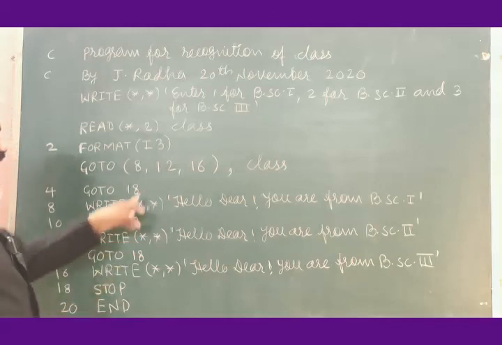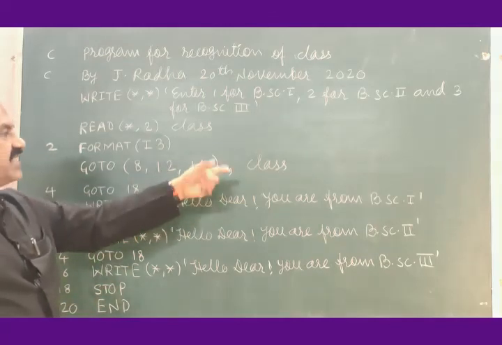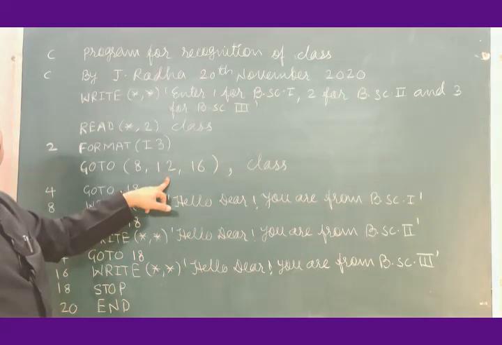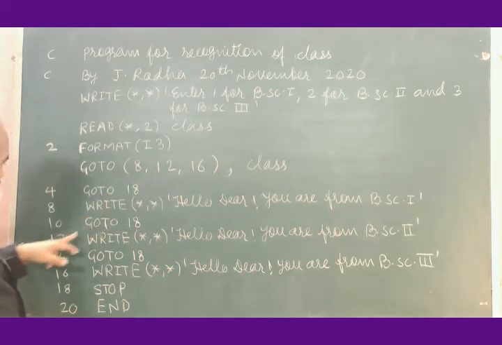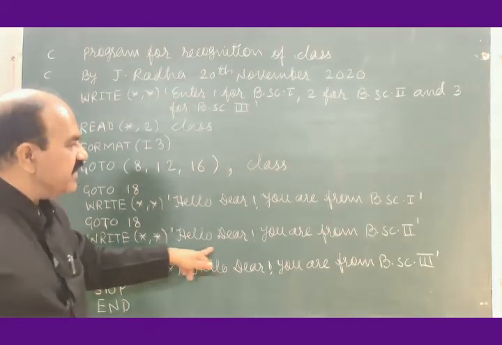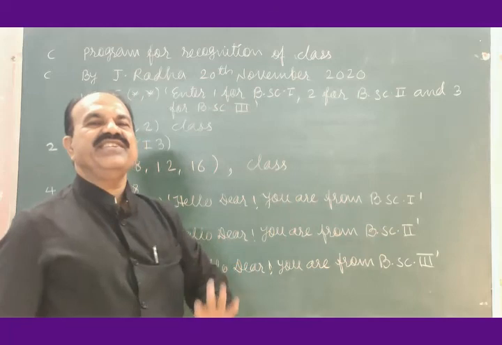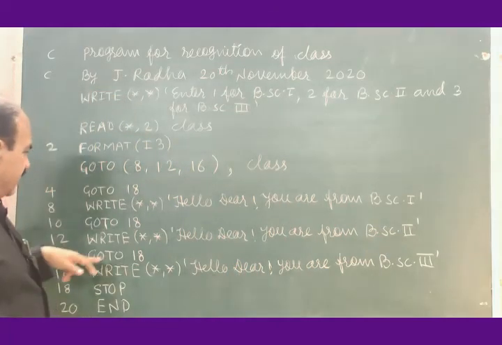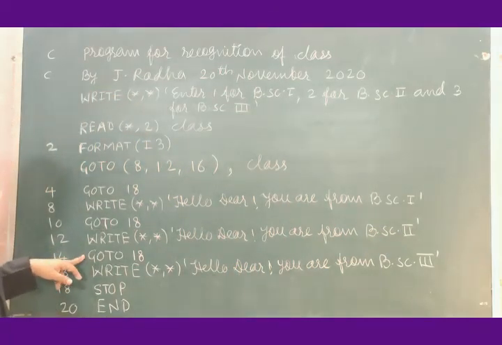Stop it. If you enter class is equal to 2, control will be transferred to 12 directly. Where is 12? 12 is here. What is that? Write asterisk, comma, asterisk: Hello dear, you are from BSc second year. After that, control will come here, and this sends control to stop statement 18. Go to 18. Execution completed.